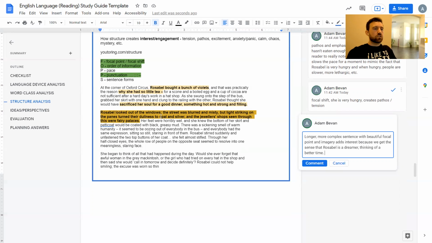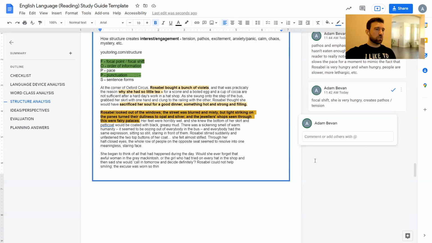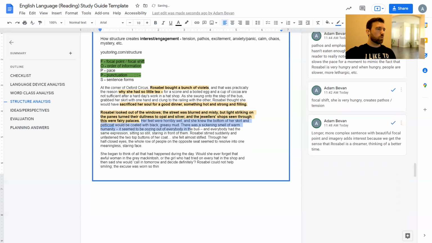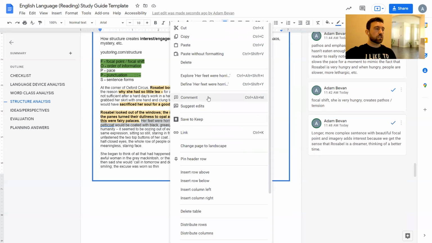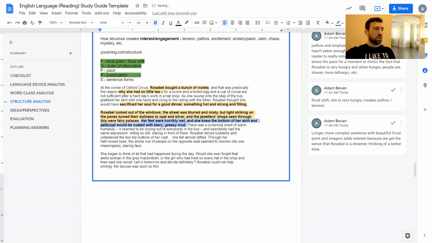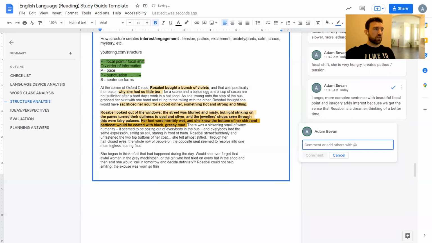And then that's massively what you can do with sentence forms: you can look at the next bit. Her feet were horribly wet and she knew the bottom of her skirt and petticoat would be coated with black, greasy mud. So this next, slightly shorter sentence juxtaposes the first one. It gives us this horrible focal shift. Shorter sentence, and this is the harsh reality of her actual life.